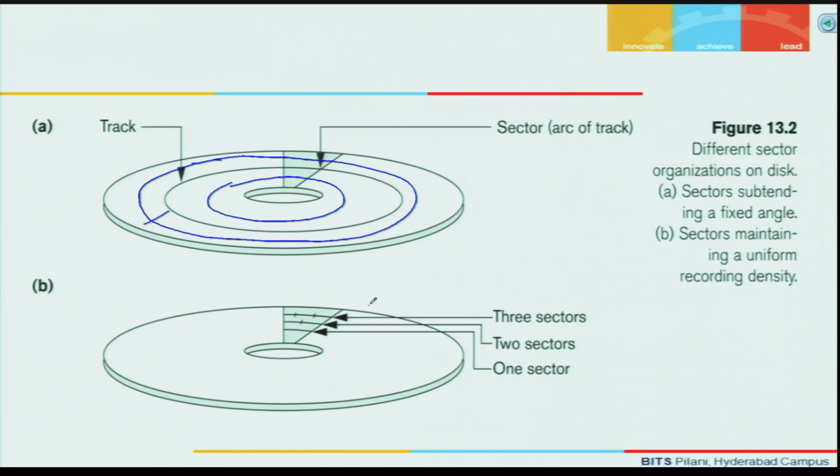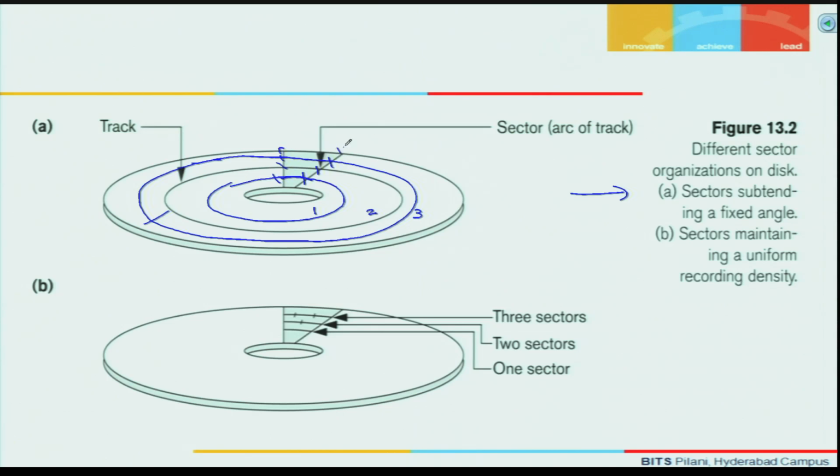The first organization is sectors subtending a fixed angle. If you look at the first example, what is happening? This is track 1, this is track 2, and this is track 3. If you carefully observe, this is a sector on track 1, this is a sector on track 2, this is a sector on track 3, and this is a sector on track 4, and so on and so forth.